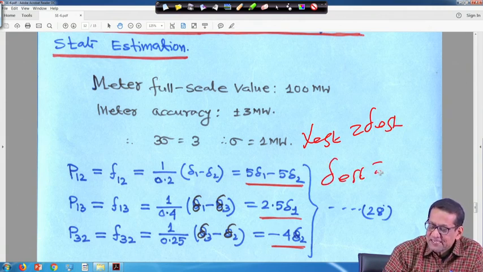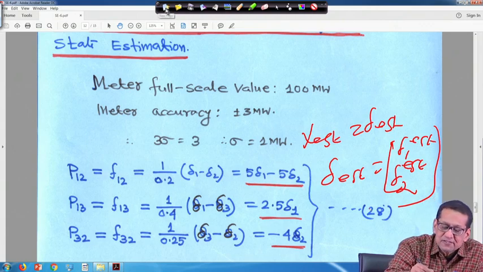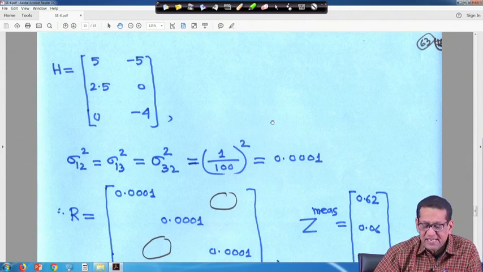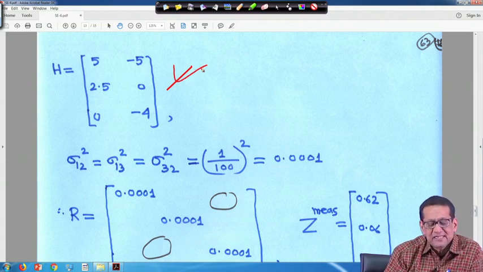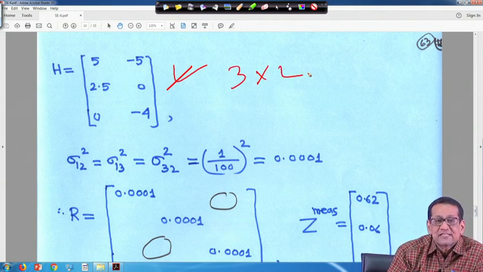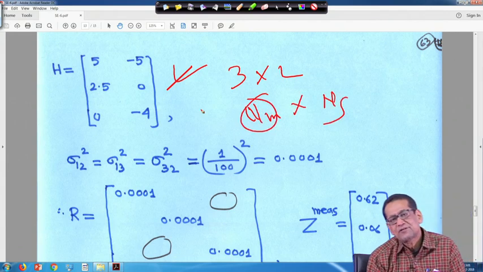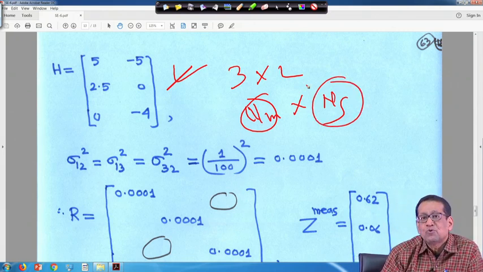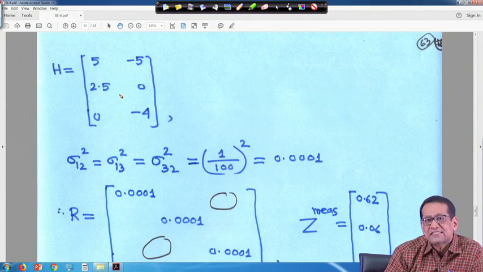So, delta estimated 1 is delta 1 estimated and delta 2 estimated, right. So, if you form this equation, then your H will become this matrix. This is your H matrix, right. It is a 3 into 2 matrix, that is nothing but Nm into Ns, because your number of measurements is 3, since all the 3 lines' measured values were given, but the number of state variables is 2, right. That is why the H matrix is 3 into 2.